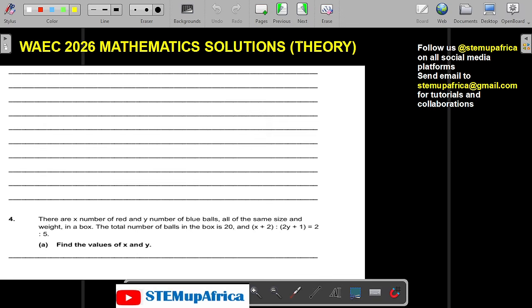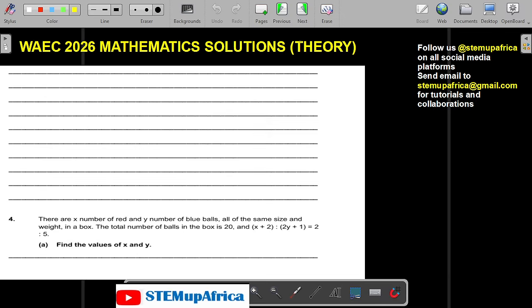This question looks like a word problem. It says there are X number of red and Y number of blue balls of the same size and weight in a box. The total number of balls in the box is 20, and X plus 2 ratio 2Y plus 1 is 2:5. We are asked to find the values of X and Y.